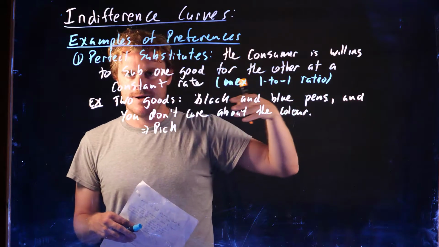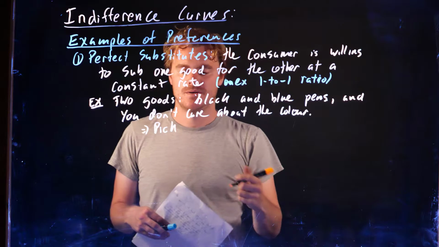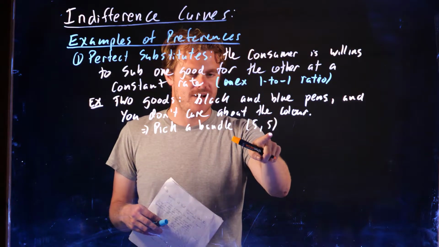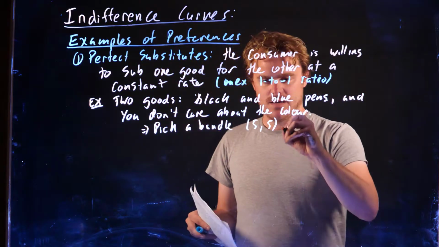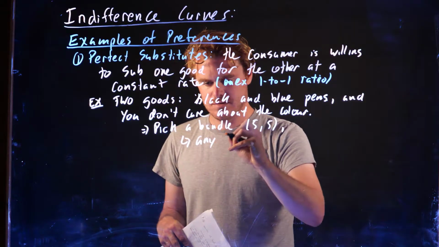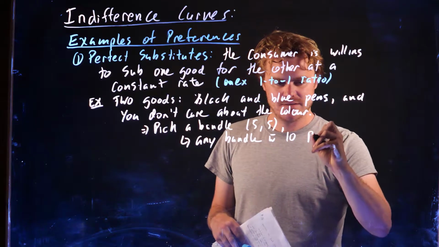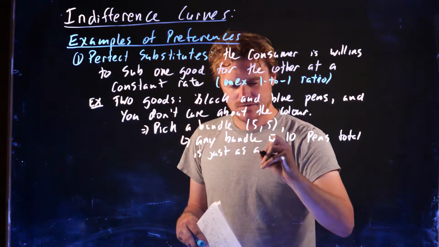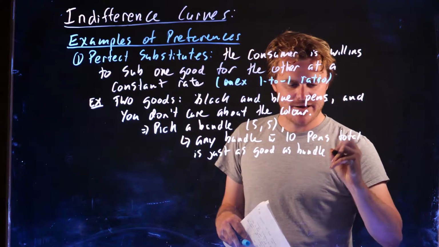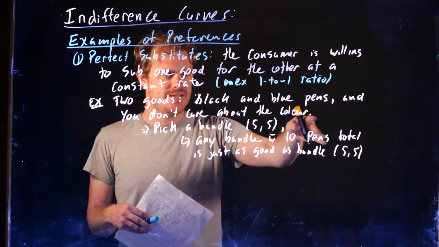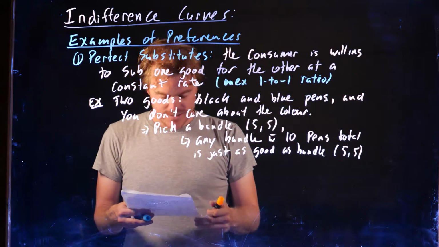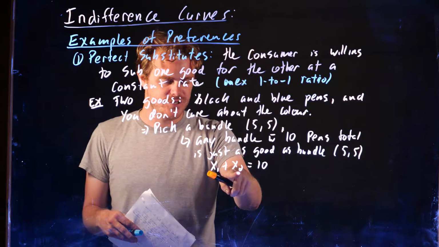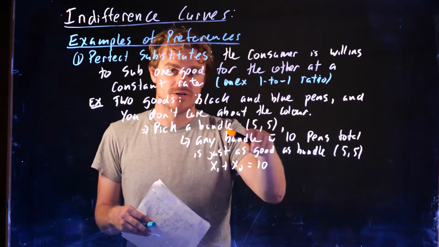We're going to think about how to draw these indifference curves for this situation. So let's pick a bundle. Let's say the bundle is 5 of each kind of pen, 5 black pens and 5 blue pens. Now any bundle with 10 pens total is just as good as the bundle 5-5. Because really you don't care if you have black or blue pens, what you care about is the number of pens total you have. So as long as x1 plus x2 equals 10, we're indifferent towards how much of good 1 and how much of good 2 we have, as long as we have a total of 10. We're indifferent towards this bundle 5-5.